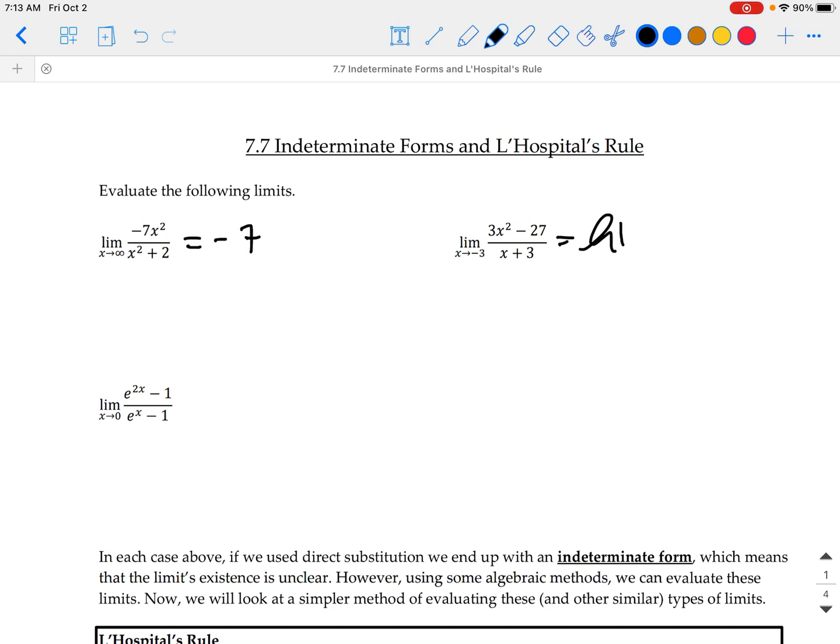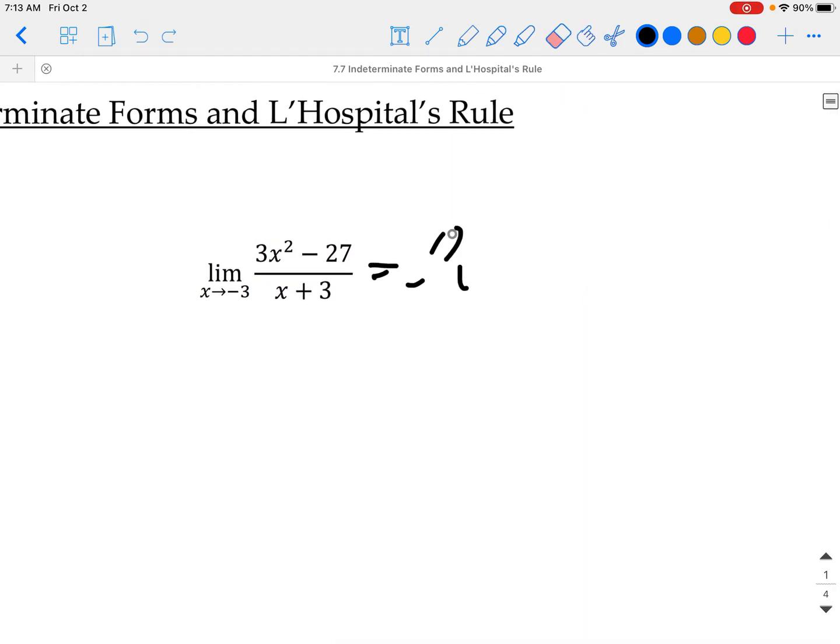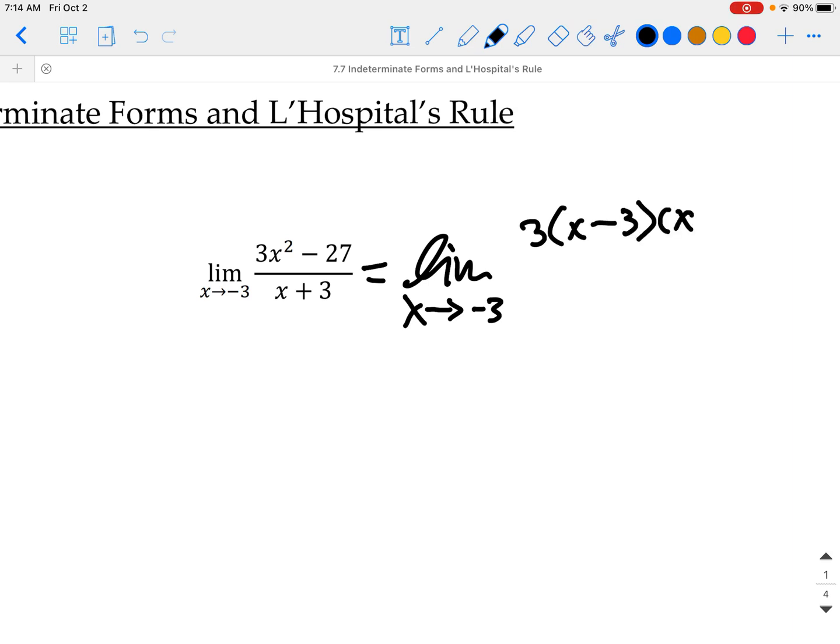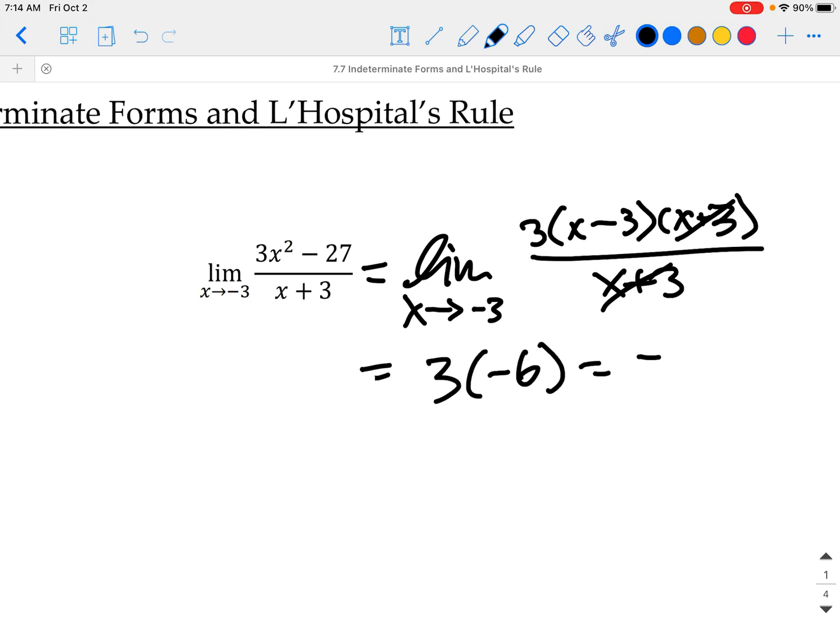For this one, we could factor, zoom in a bit here. We could factor this as a difference, or we could factor the 3 out. And so we get 3, and then x squared minus 9 would factor as x minus 3 times x plus 3, cancel out that problematic hole, and then we would end up with 3 times -6, which is -18.